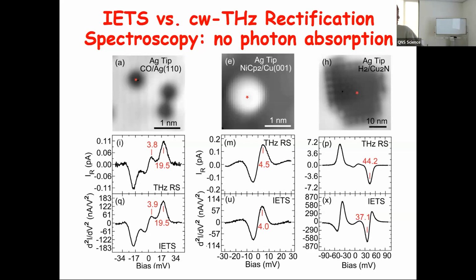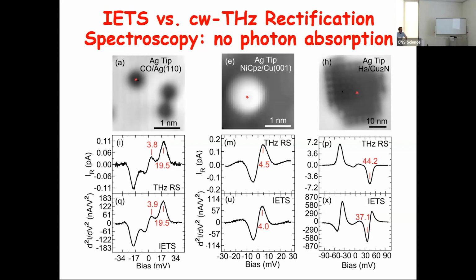And then this is for nickelocene, which is a nickel atom with two cyclopentadienyl rings, so it isolates the magnetic moment. The peak here is at 4 millivolts, which is the magnetic anisotropy of this molecule. And you can see that they are the same.